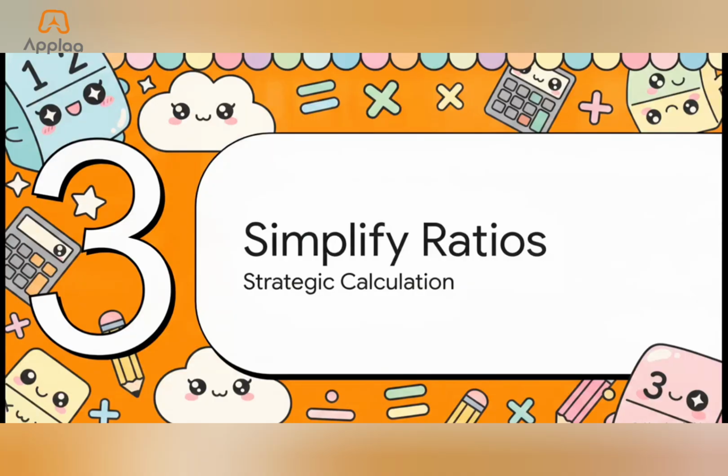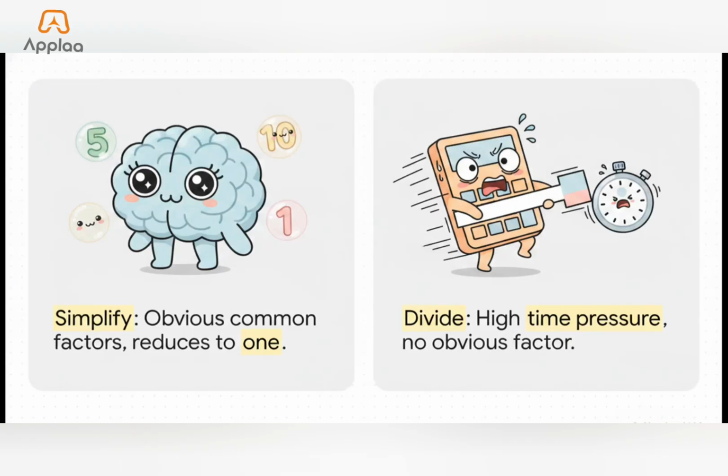Section 3. When to simplify ratios. Let's look at how to actually execute the math. You have a binary strategic choice here. Basically, mentally simplify the ratio only if there's a quick, obvious common factor, like 5 or 10, or if one side easily reduces to 1.